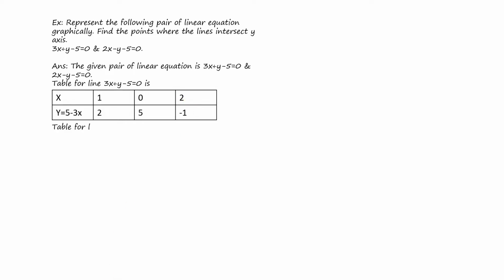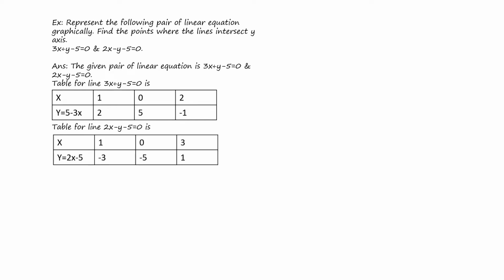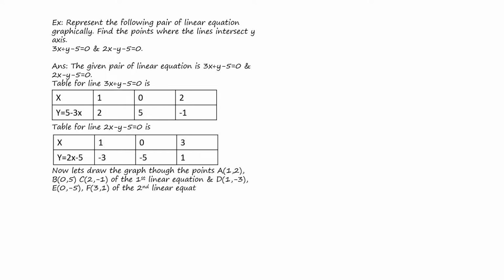Likewise, the table for the line 2x - y - 5 = 0: when x is 1, y is -3. When x is 0, y is -5. And when x is 3, y is 1. Now let's draw the graph through the points. Let us name the points A(1, 2), B(0, 5) and C(2, -1) for the first linear equation, and D(1, -3), E(0, -5) and F(3, 1) for the second linear equation.